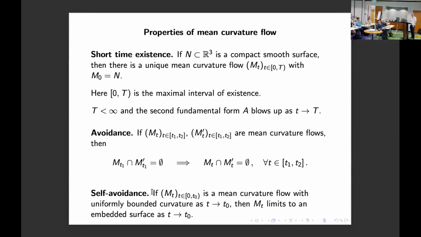You can formalize that as follows. If you have a mean curvature flow with uniformly bounded curvature, defined on a half open interval 0 to t0, and it happens that curvature remains bounded as you approach the right endpoint, then in fact this surface has an embedded limit at time t0.